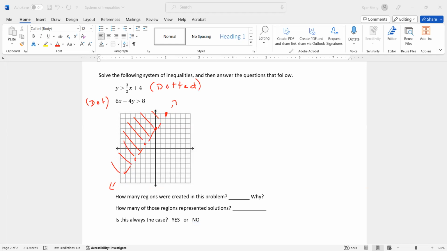Okay. Second one, you got to move it. So subtract 6x, negative 4y is greater than negative 6x plus 8. Divided by negative 4, flips the sign. Negative 6 divided by negative 4 is positive 3/2. 8 divided by negative 4 is negative 2. So negative 2, up 3, right 2, up 3, right 2. And what do you notice? Oh, let's shade below that one, right?